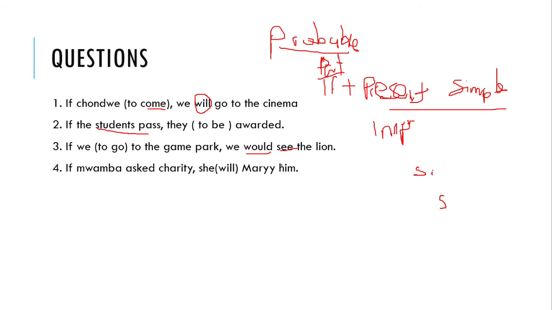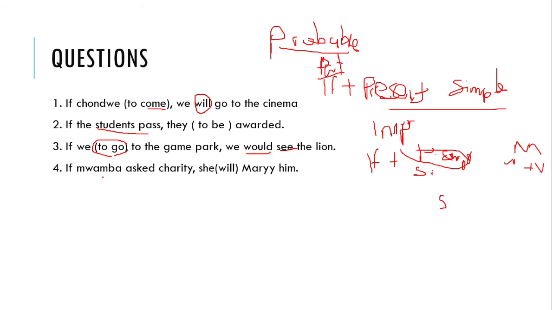What's the pattern? The pattern is that in the if clause there should be the word if plus past simple. Then in the main clause we have would plus what? Verb. Would plus a verb. That's why there is would plus verb here. Okay, so if is there, then this verb should change to past simple. Done.